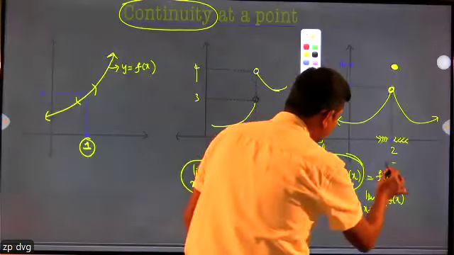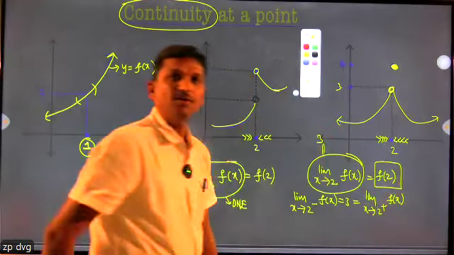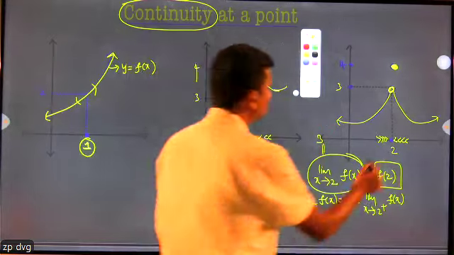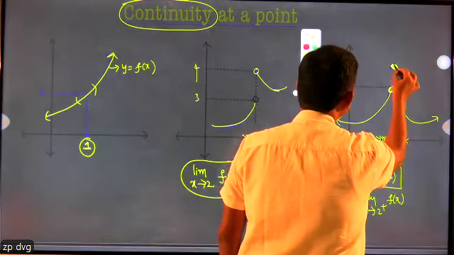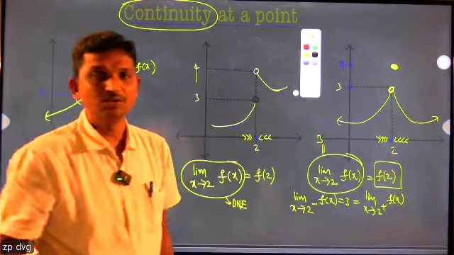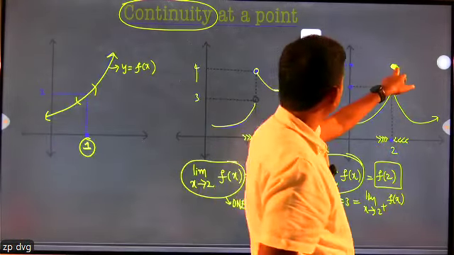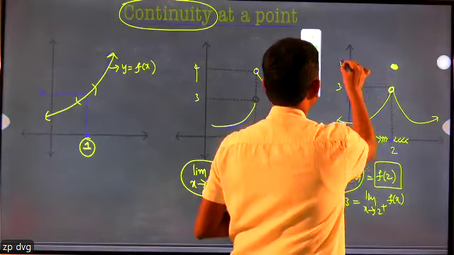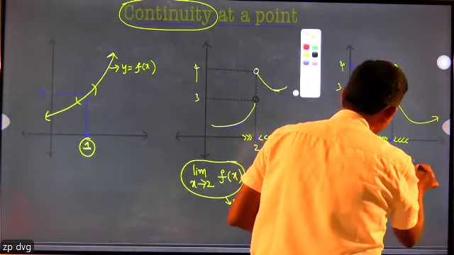Now you need to find this value, f of 2. f of 2 is what? Observe the graph. This is an open circle. f of 2 is defined as 4. I think you know by seeing the graph how to identify functional values, right? When x equal to 2, what is the function value? The function value is 4 here. So f of 2 is 4.